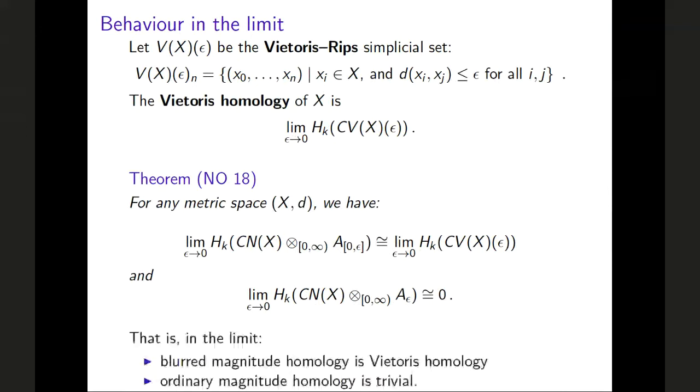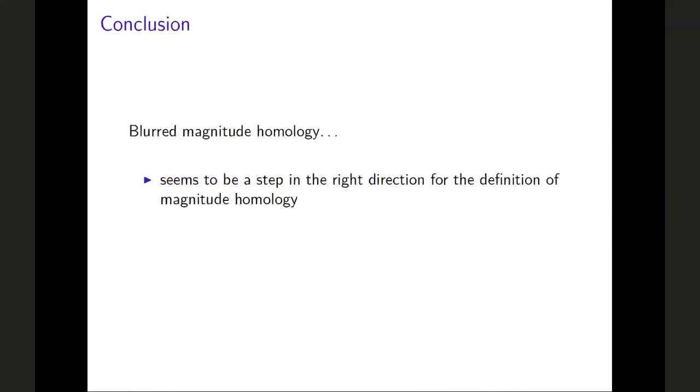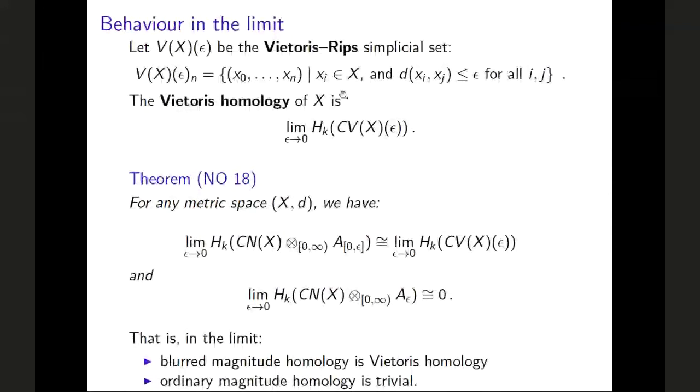And so yes, as I said, in the limit, blurred magnitude homology is Vietoris homology, and Vietoris homology for compact metric spaces is actually homology, whereas ordinary magnitude homology is trivial. So in that sense, blurred magnitude homology seems to be at least a step in the right direction for the definition of magnitude homology, because of this relationship with Vietoris homology.